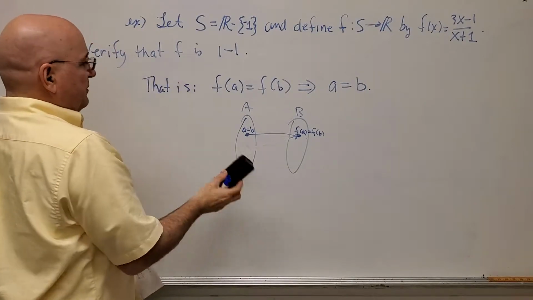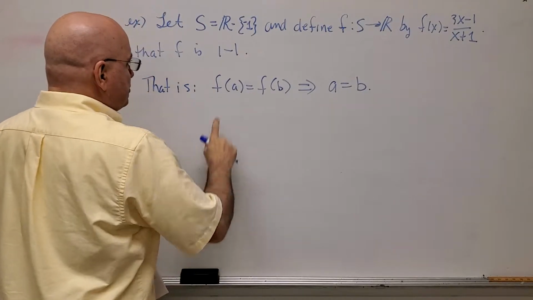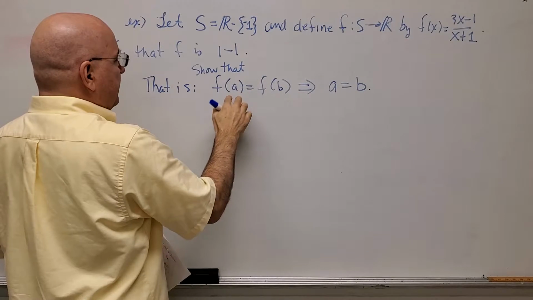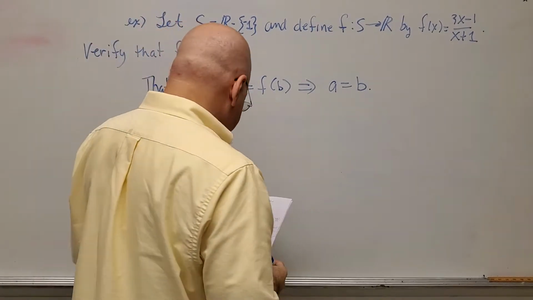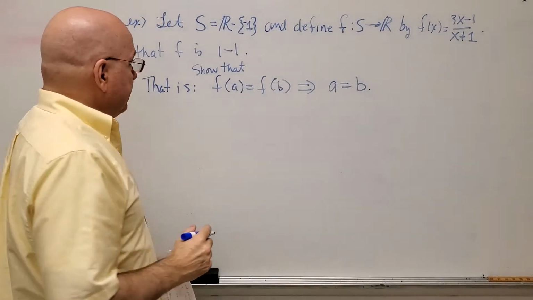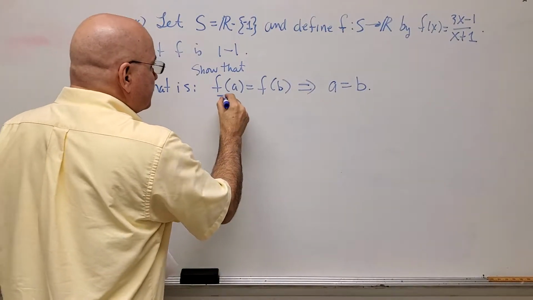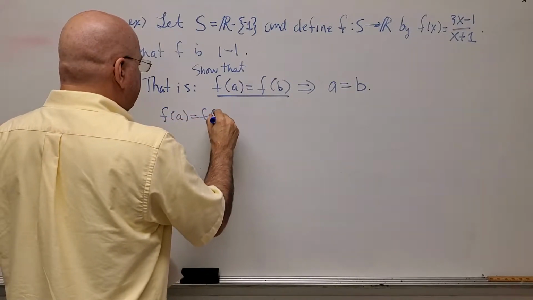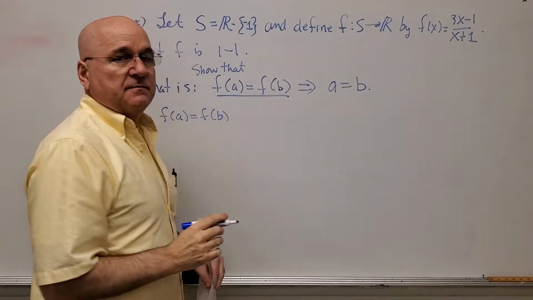Standard proof in proving that a function is one-to-one. Here's how you do it. Show that f of A equals f of B means A and B are equal to each other. Well, it's just going to take a little bit of arithmetic. We're assuming this is true, so f of A equals f of B, and we have to prove then that A is equal to B.